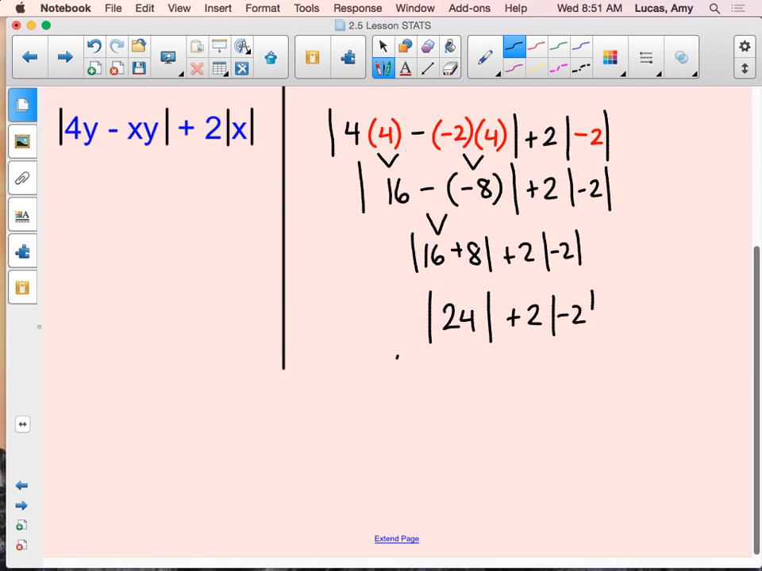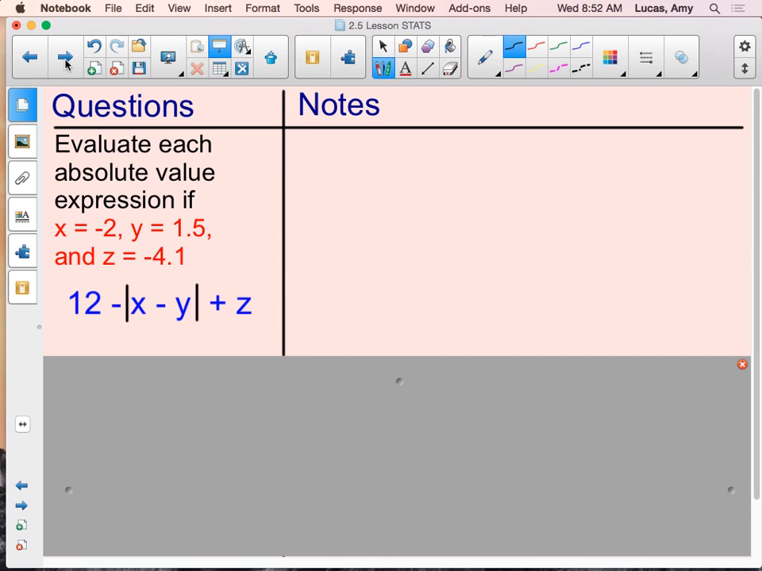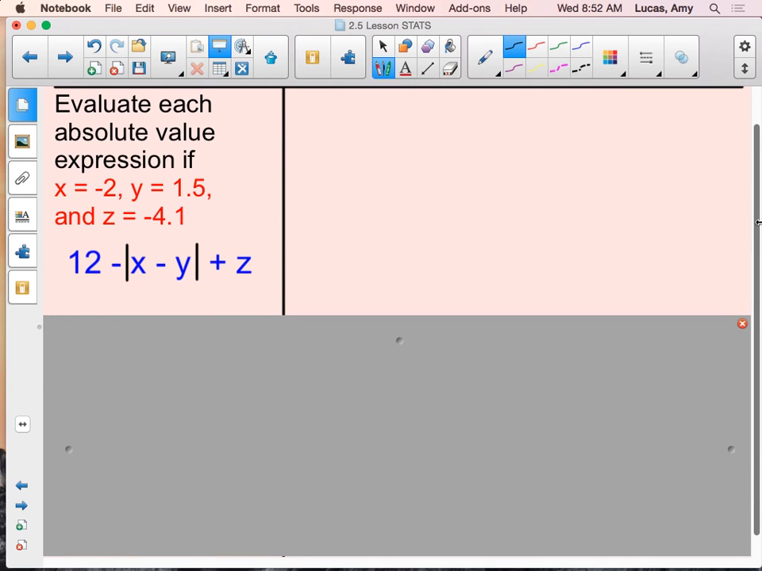The absolute value of 24 is 24, plus the absolute value of -2 is 2. Then I would need to multiply for PEMDAS. 2 times 2 is 4, so 24 plus 4 is 28. Hopefully you're seeing that you just need to take your time and really solve these step by step and use PEMDAS. If you skip steps, you will more than likely make mistakes on these problems. So you need to just take your time, one step at a time.